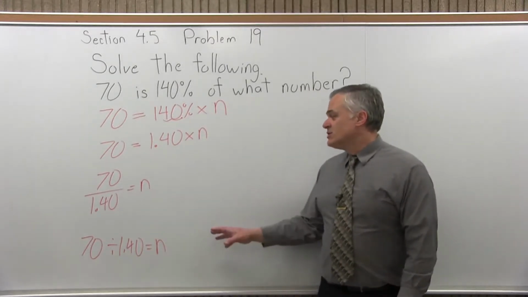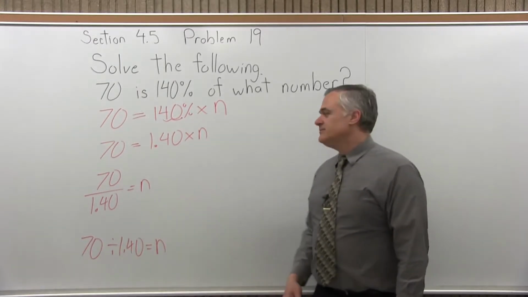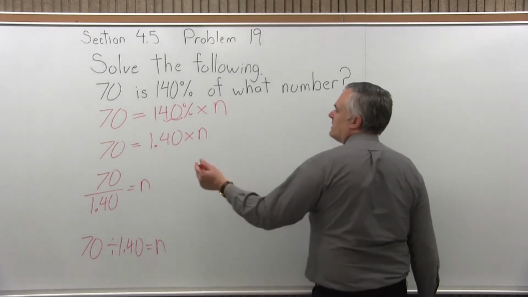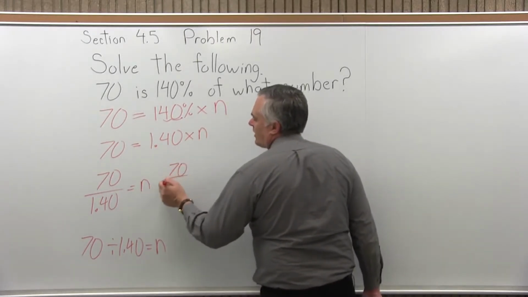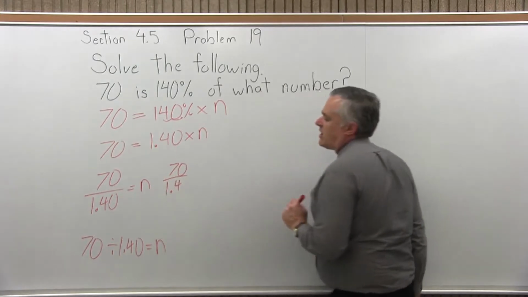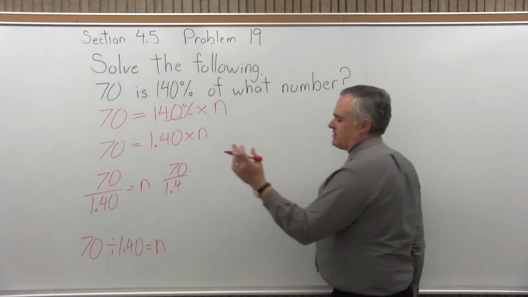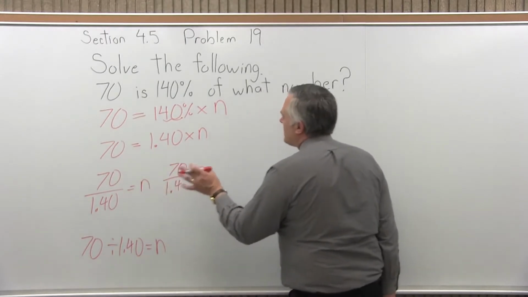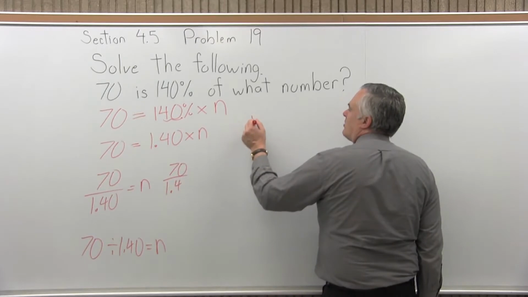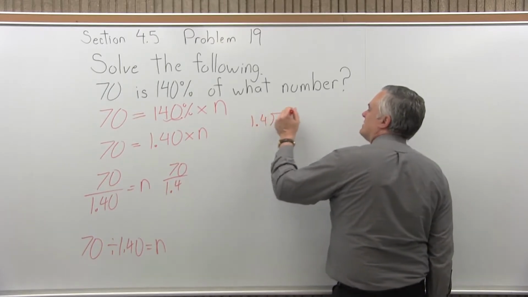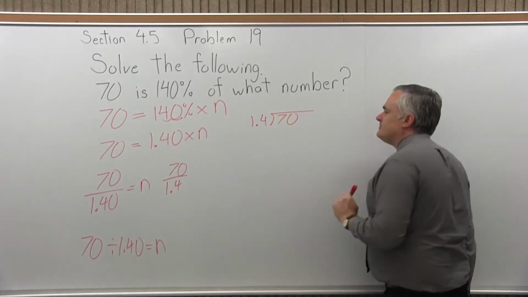If, on the other hand, your teacher will not allow you to use a calculator for this class, divide it the long way. If you're going to divide it the long way, instead of 1.40, you can call it 1.4. That's the same thing. With a calculator, it doesn't matter. By hand, let's not write the 0. So, the denominator of 1.4 goes outside of the division symbol. The numerator, the 70, goes under the division symbol.